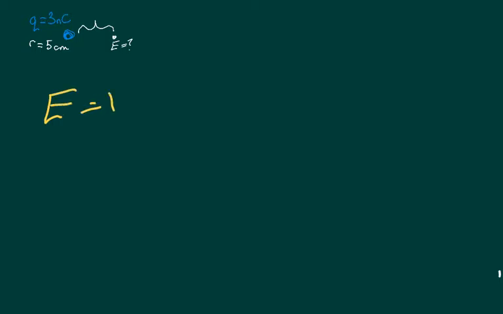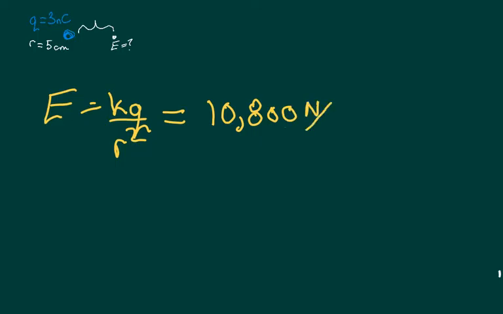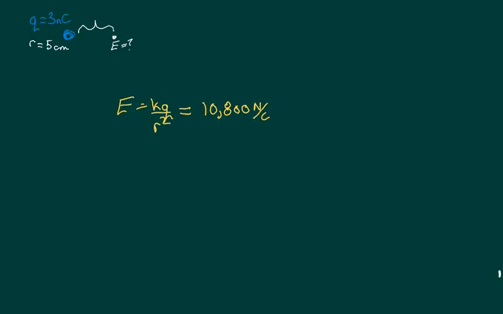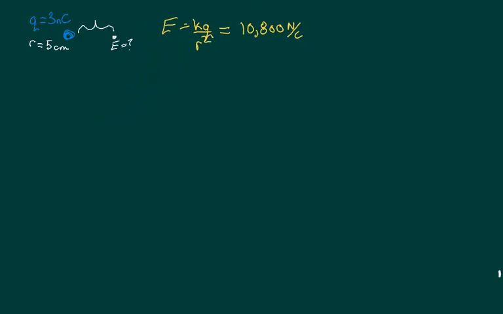I'll write that out. E is kQ over r squared. And if we plug that in, let me grab my calculator. Very good. I'm getting roughly 10,800 newtons per coulomb. And again, I just want to shrink that down. That tells me what E is. And now we're going to talk about the electric force and how it relates to what we've just accomplished up here.